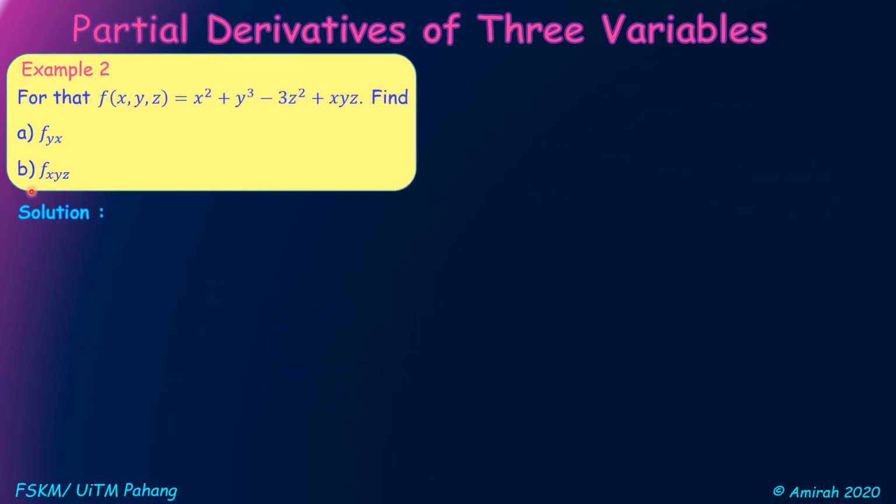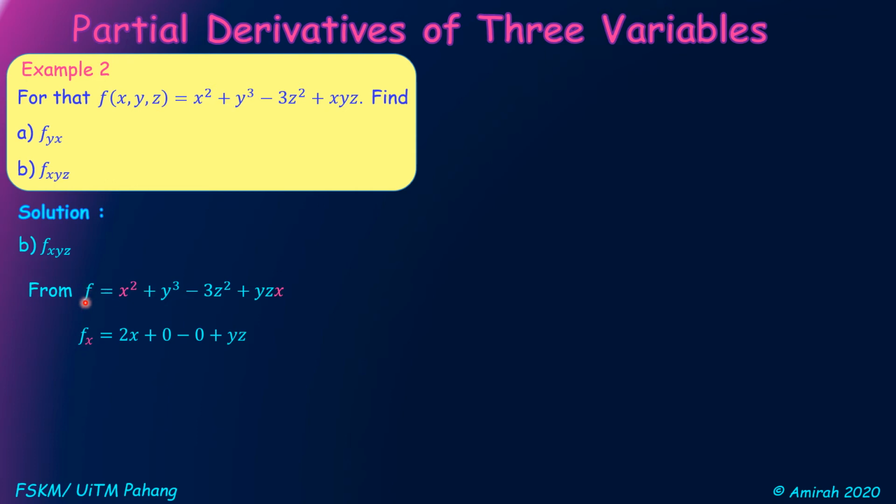Alright, now we continue with b. Find fxyz. To find fxyz, first we need to find fx, and to find fx, we differentiate from f, where f equals x squared plus y cubed minus 3z squared plus yzx. And then we have fx here.